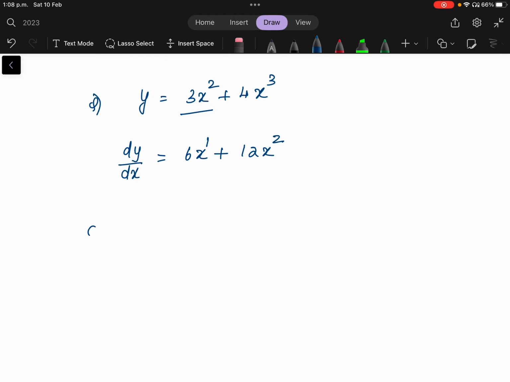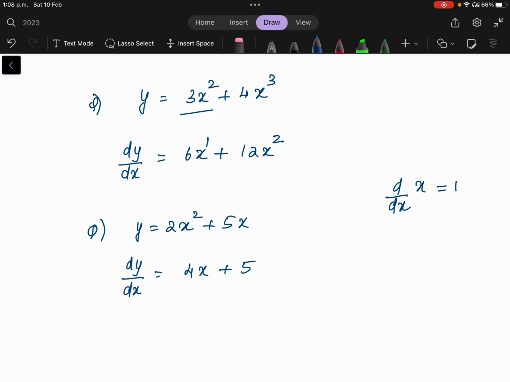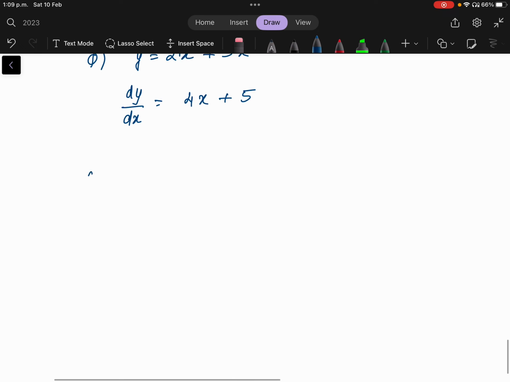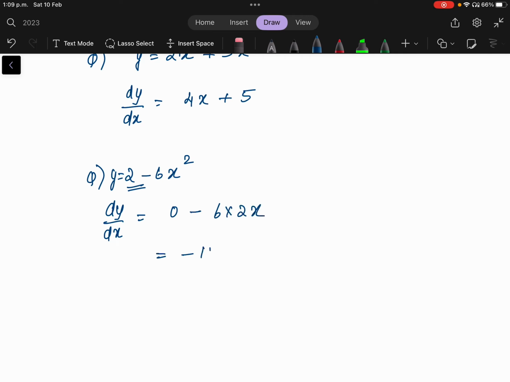Another question, y is equal to 2x square plus 5x, dy by dx will be equal to 2 into 2, 4, 4x plus 5. d by dx of x is equal to 1. And suppose if you have a negative number, for example, y is equal to 2 minus 6x square, dy by dx is equal to, differentiation of 2 is 0, a constant, and minus 6 times 2x, that is equal to minus 12x.